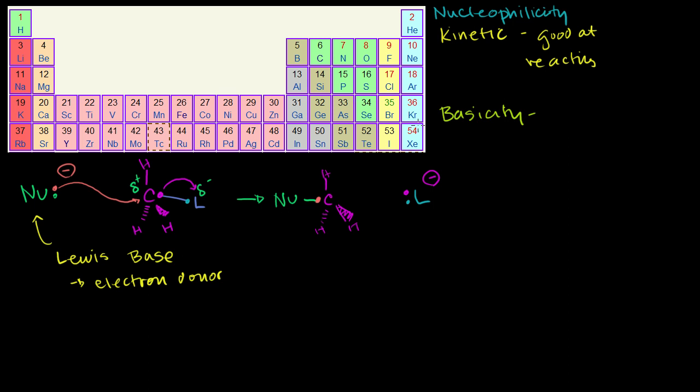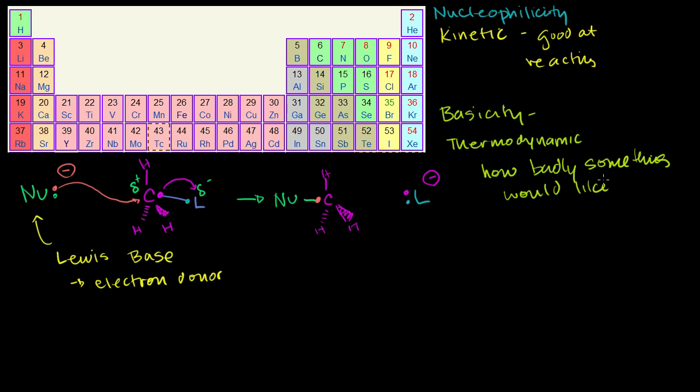Basicity is a thermodynamic concept. It's telling you how stable the reactants or the products are. So it tells you how badly something would like to react. For example, we saw the situation of fluoride. So fluoride looks like this: seven valence electrons for fluorine, and then you have it swipe one extra electron away.